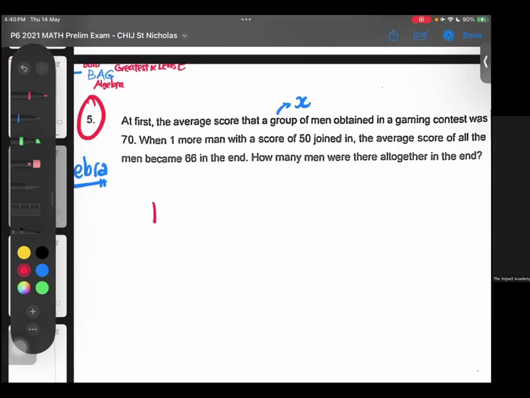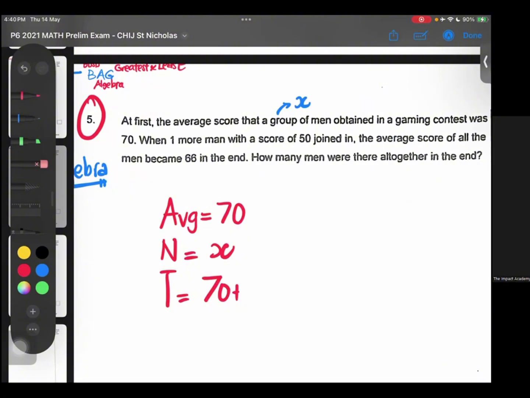So in this situation, usually what I love to do is I like to write down something called A N T. A N T stands for average, number, and total. So what's my average? My average in this situation is 70. What's my number? X. What's my total? How do you find your total? It's always average times number. So it's 70x. Okay, so that is the first part.